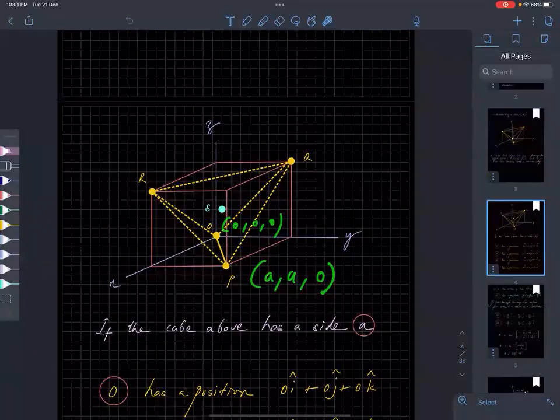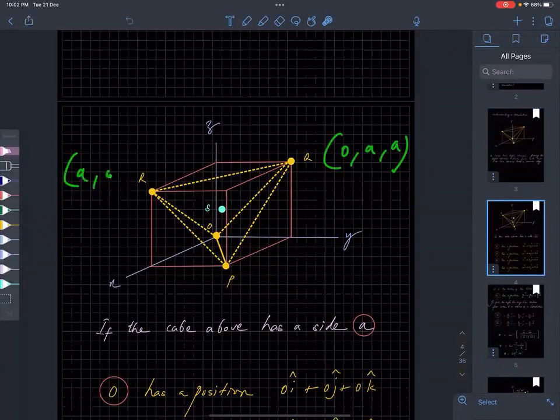Because it is not along the z direction: A in the x direction, A in the y direction, and 0 in the z direction. Are you understanding? What about this? It will be 0, A, A. Agreed? What about this? A, 0, A. Correct? And what about the point at the center? It will be A by 2, A by 2, A by 2. Do you agree?